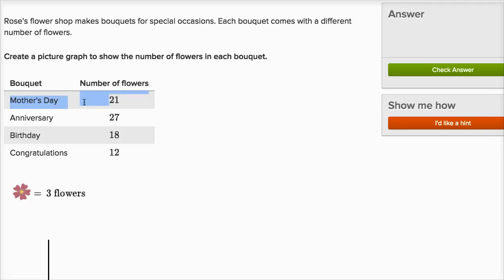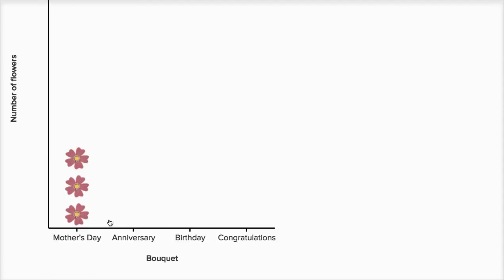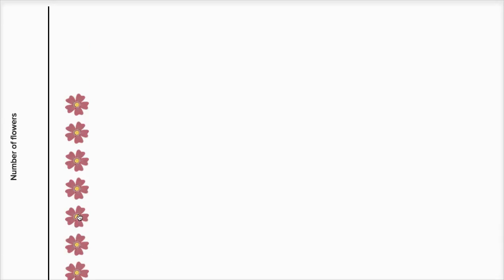So the Mother's Day bouquet has 21 flowers. Now you might be tempted to put 21 pictures of flowers here, but you have to remember each of these flowers represents 3 flowers. So one way to think about it, you could count by threes. 3, 6, 9, 12, 15, 18, 21. So this right over here would represent 21 flowers. And you notice I just made 7 of this picture, and that makes sense. Because 7 of these pictures, and each of these pictures represents 3 flowers, 7 times 3 is 21. The Mother's Day bouquet has 21 flowers in it.